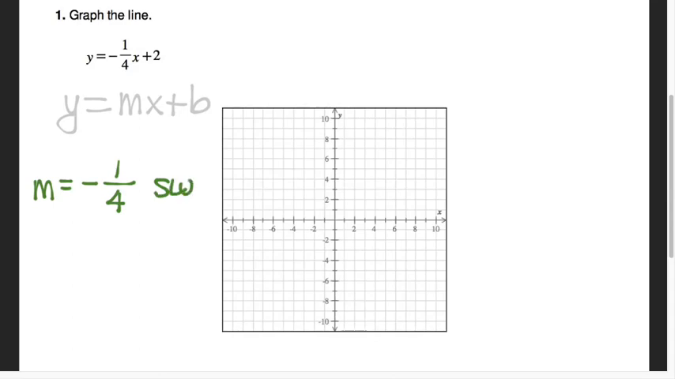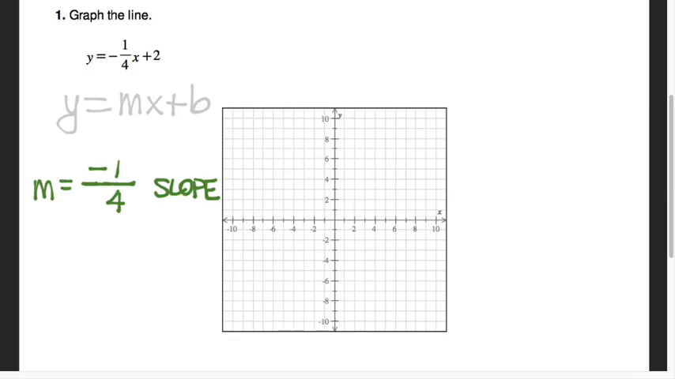By the way, when we were talking about fractions once upon a time, I made a suggestion for what to do with a negative sign in front of a fraction. What should we do with it? Let's bump it up into the numerator. So let's think of the slope as negative 1 divided by 4.